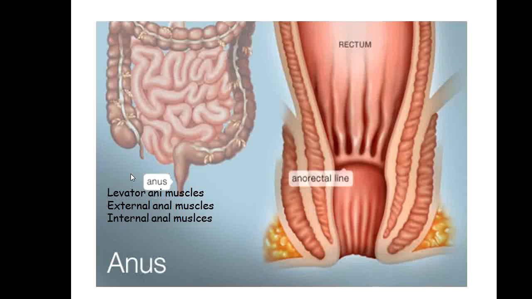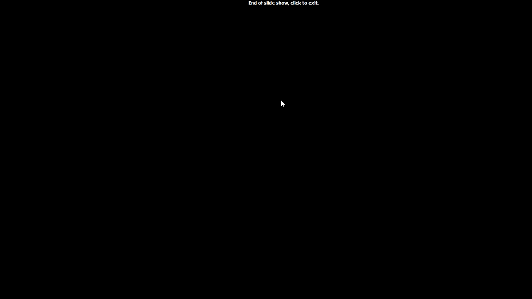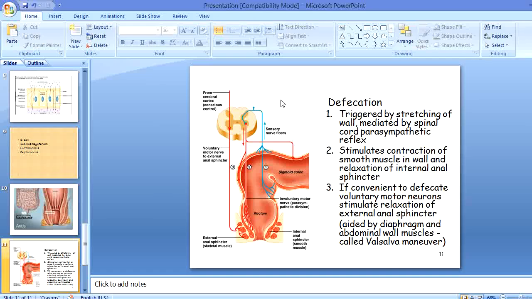These muscles, called the levator ani muscles, also contract during the defecation process, and they are connected with the pelvic girdle. So this was all about today's presentation.